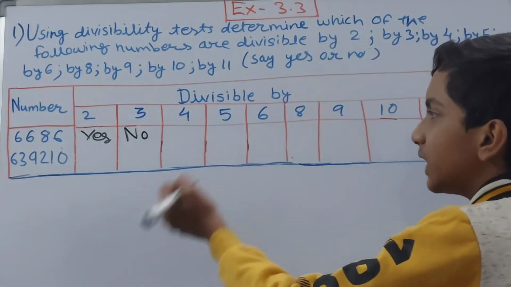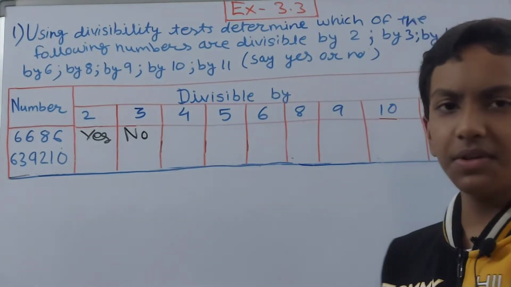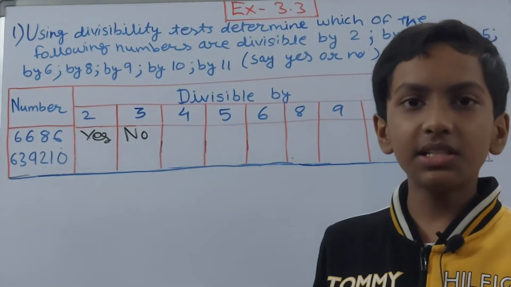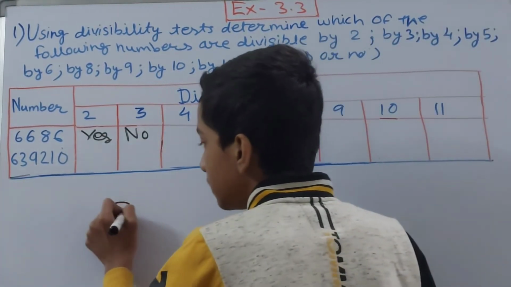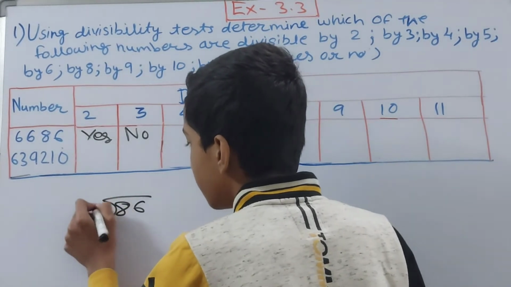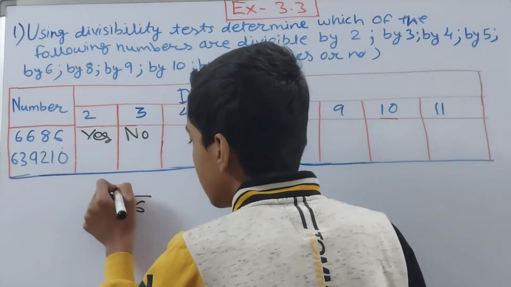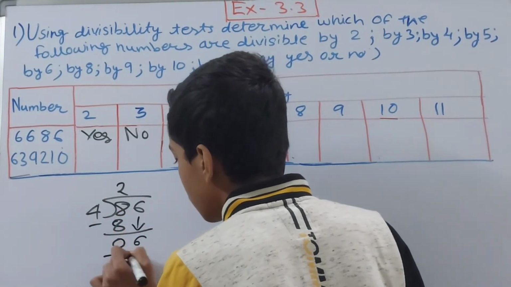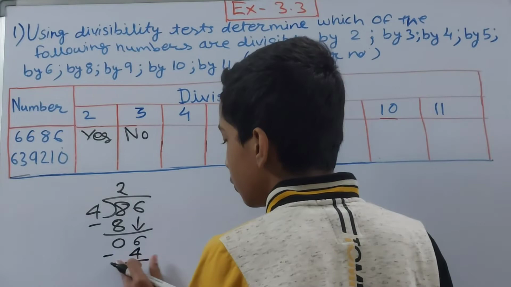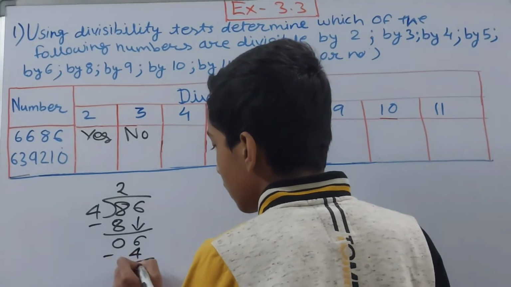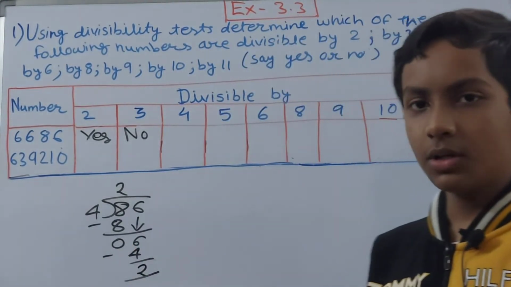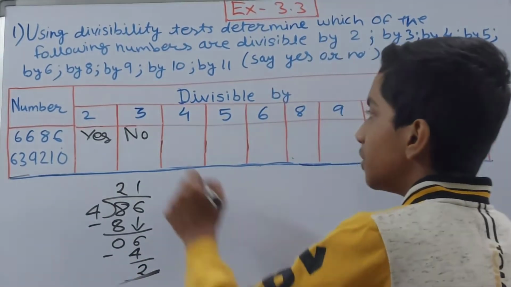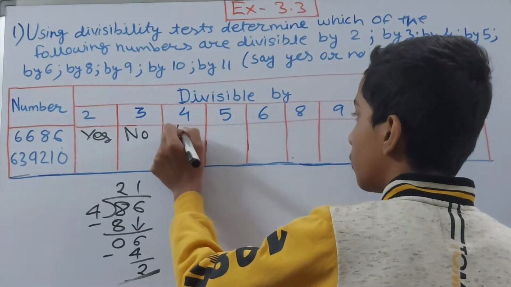For 4, check the last 2 digits and see if it is divisible by it or not. Okay, we have 86 here. So let us see, 86 divided by 4, minus 8 here. 2 times, you are going to have 0, and 6 down, minus 4. Okay, so we are going to be left with 2. Okay, and 1 times. Again you have a remainder, so it is not divisible by 4 as well.